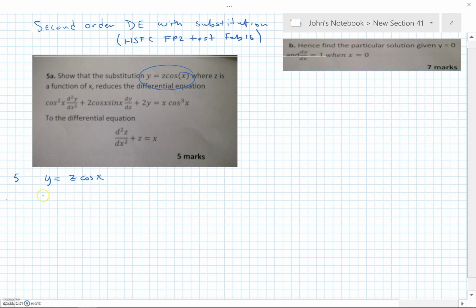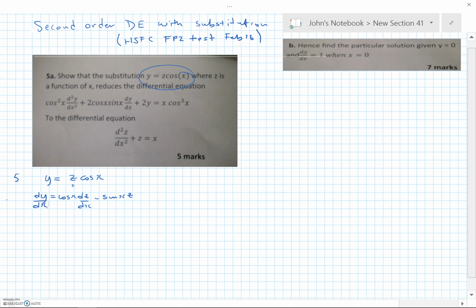So if we differentiate that, I should say at this stage that we really do not want to be making hard work of differentiating. If I differentiate the z first, then I get dz by dx times the cos x. Then if I differentiate the cos x, I get minus sin x times z. That's dy by dx, of course.